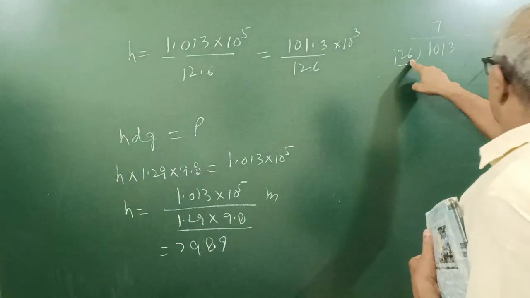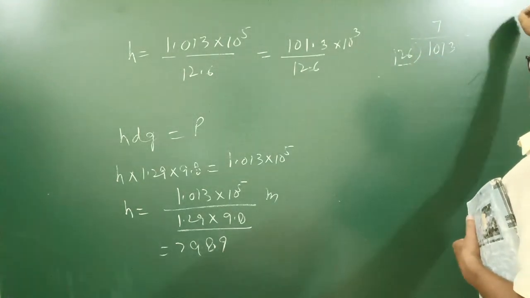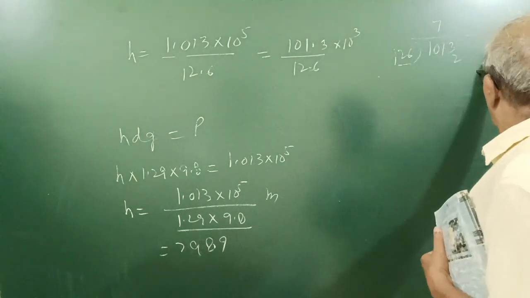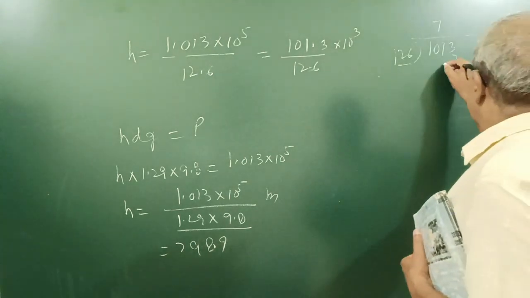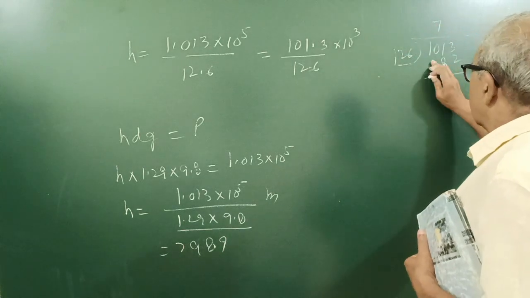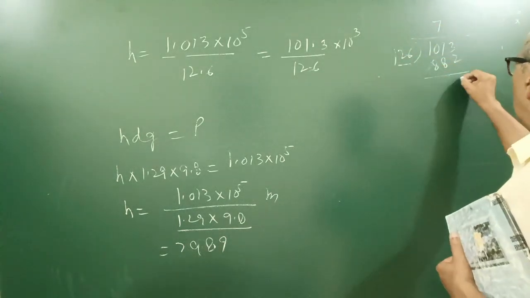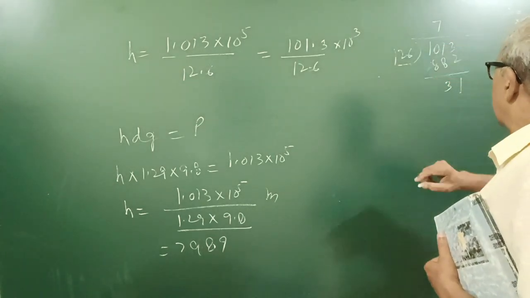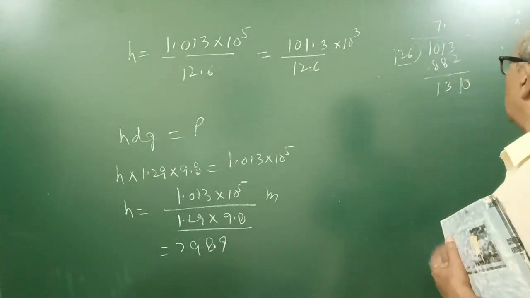7 6s are 42. Students write here that 126 into 7, I will write it like this. 7 6s are 42, write down 4 2. 7 2s are 14 and 4 is 18, 1 and 9. 7 1s are 7 and 8. So how much is left? 1 and 11 minus 3 and 9 minus 8 is 1. 0.